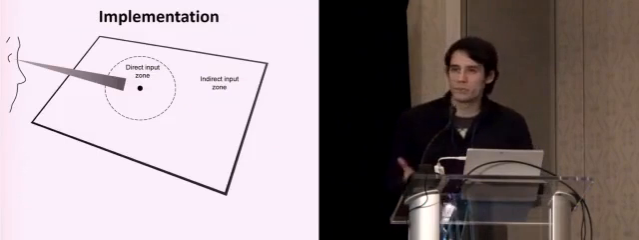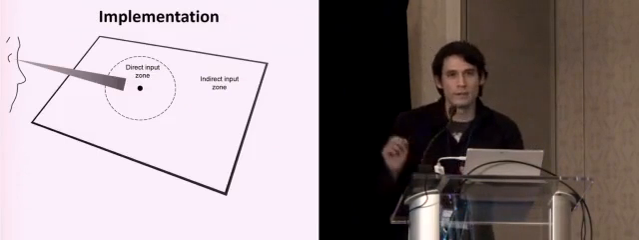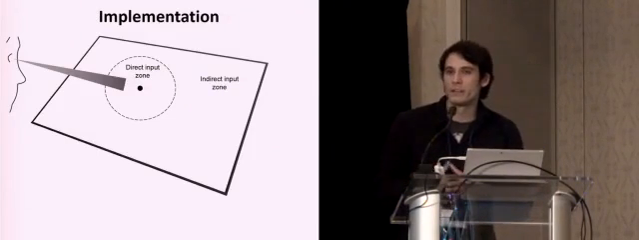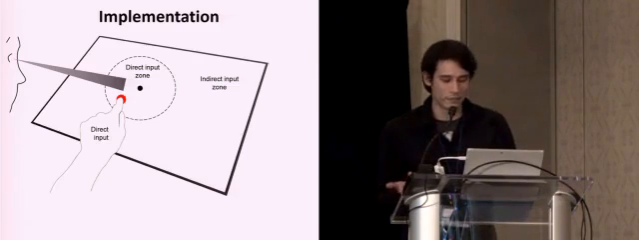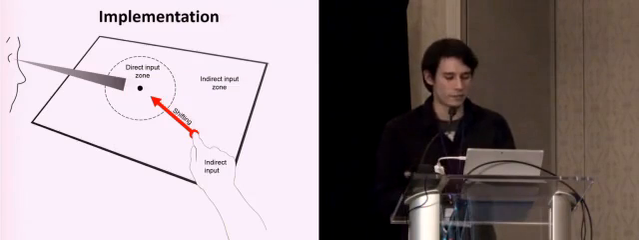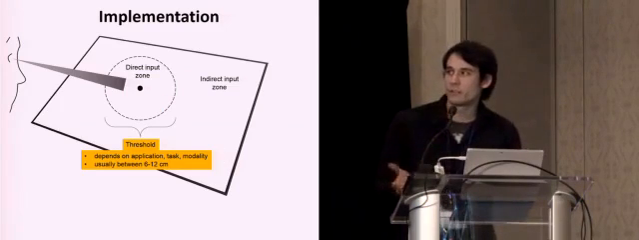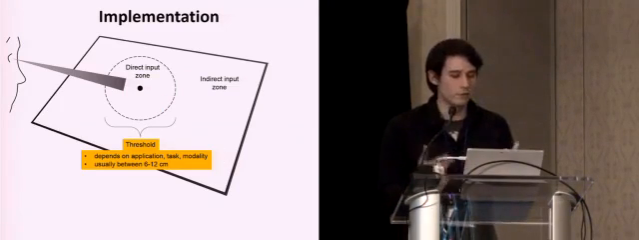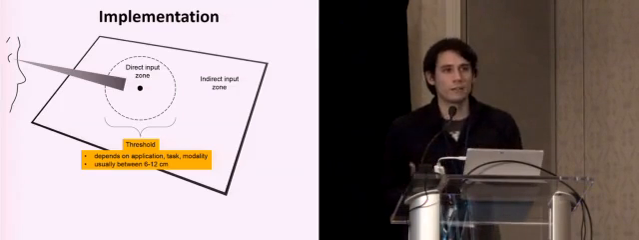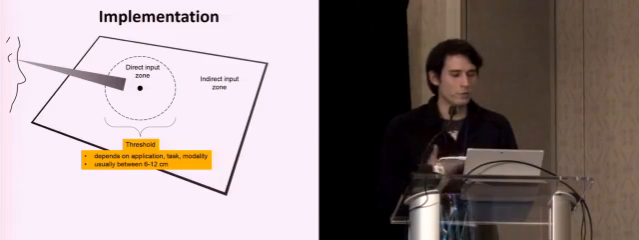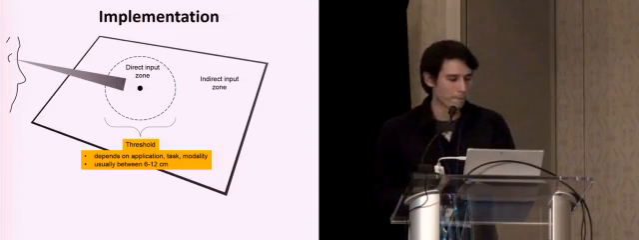This works based on the following implementation. Let's assume that the user is looking at a point, and there is a direct input zone around it. If you touch inside it, it's direct input. If you touch outside of it, it's indirect input. This is based on a threshold, and this threshold depends. It should be context aware, depending on which application, what kind of task, and what kind of modality you are using, and it was usually between 6 and 12 centimeters.